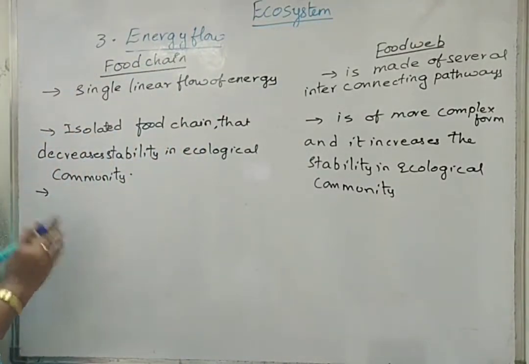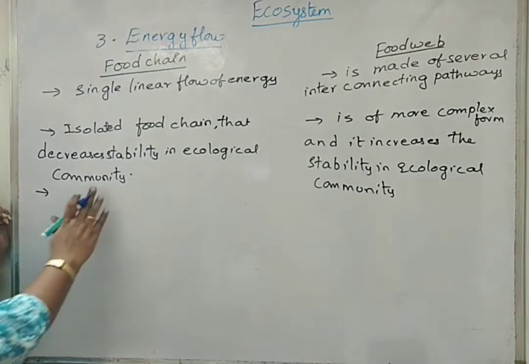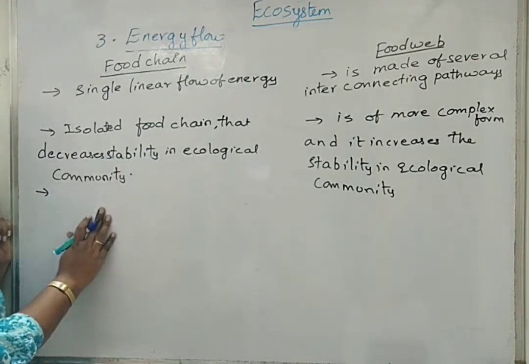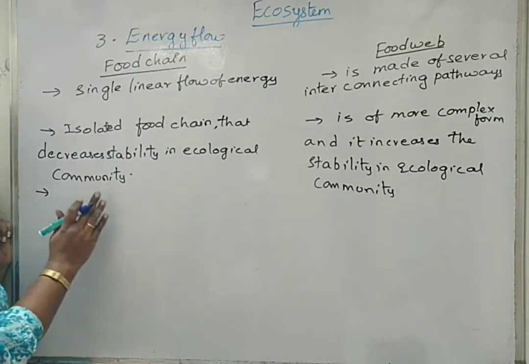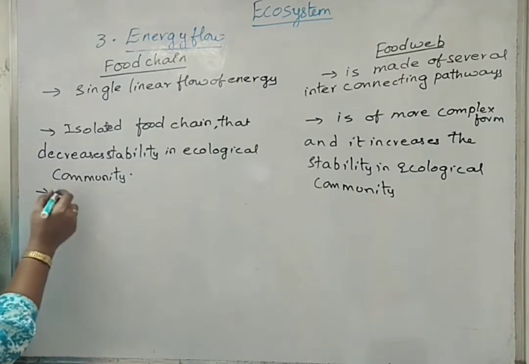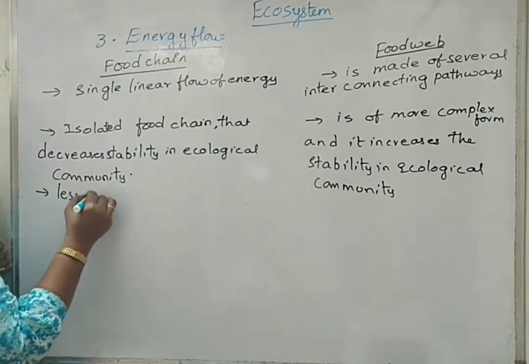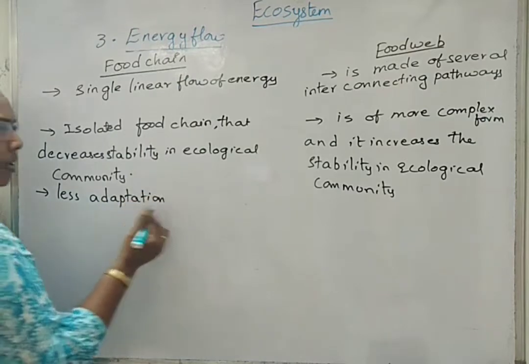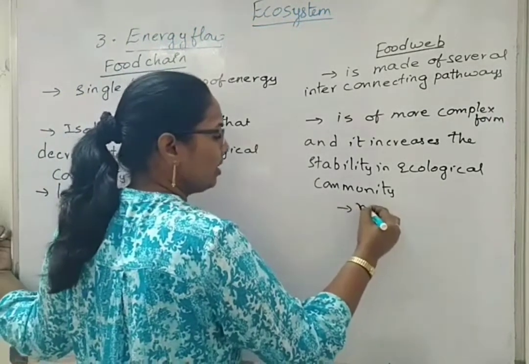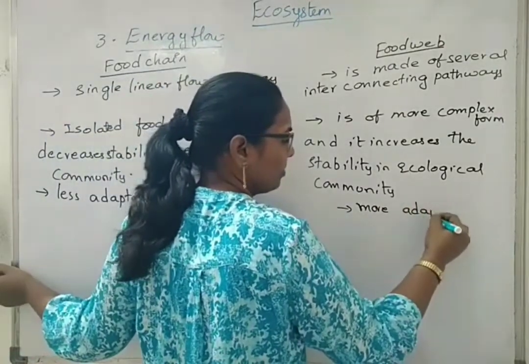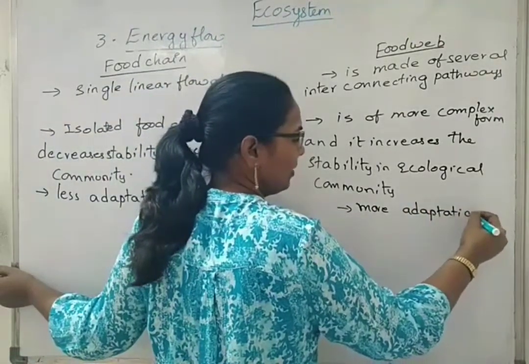Next, in a food chain one individual occupies one trophic level, but in a food web many individuals, or we can also say one individual, occupies many levels. Here there is less adaptation by the organisms. In a food web there are more adaptations by the living organisms.